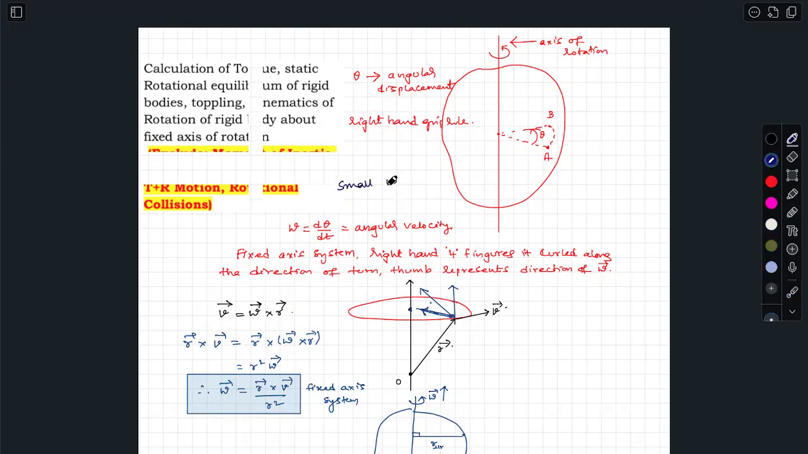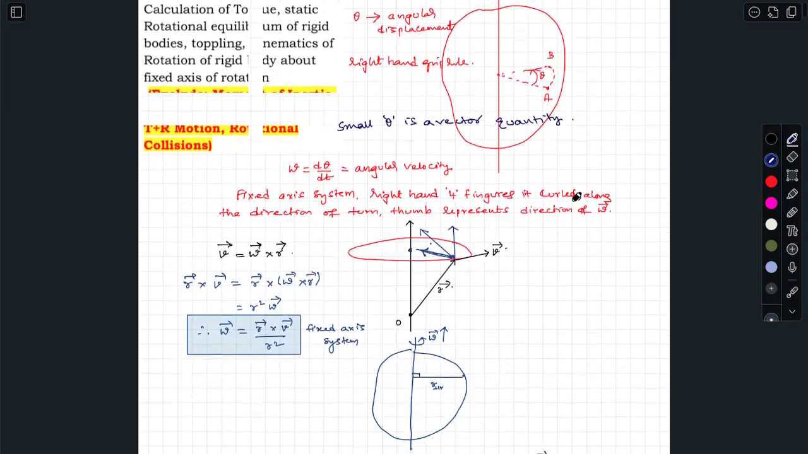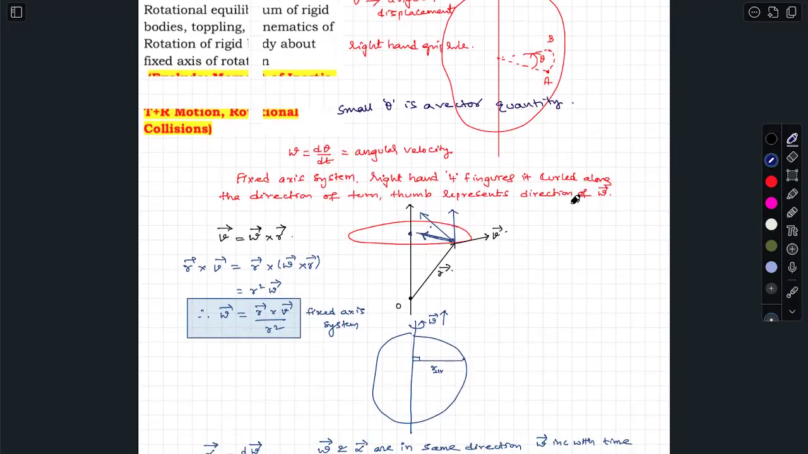Small theta is a vector quantity. Large angles are not vector quantities. Right. Now you see here, angular velocity is defined as the time rate of change of angular displacement. In a fixed axis system, you see the right hand, four fingers. This right hand, four fingers, if they show the turn direction, then the thumb represents the angular velocity. So that is what the right hand thumb rule represents. That's what I have written here: right hand four fingers curled along the direction of the turn, the thumb represents the direction of omega bar.